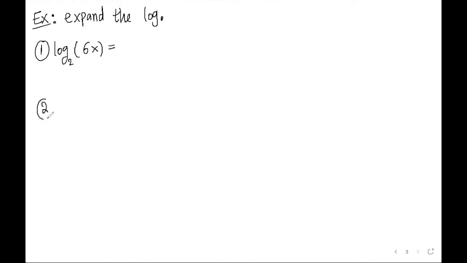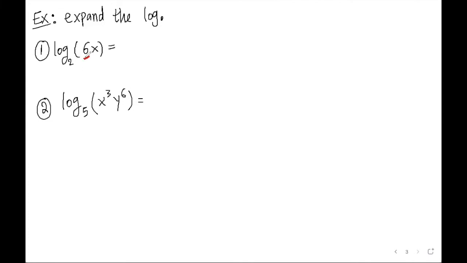Example 2. Expand the logarithm. So I have the logarithm base 2 of 6x, and the second one, the logarithm base 5 of x to the power 3 y to the power 6. What is that equal by using the properties of logarithm?